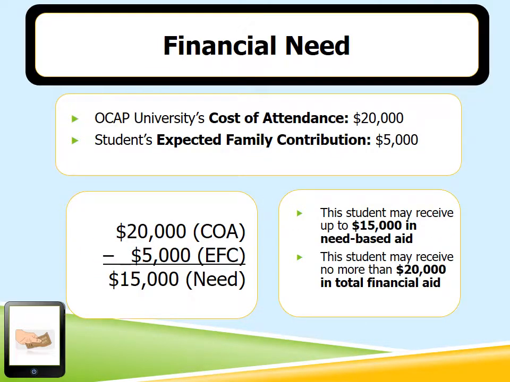In this example, the student may receive up to $15,000 in need-based aid and no more than $20,000 in non-need-based aid. Need-based aid includes grants, work-study, and subsidized student loans. Unsubsidized student loans are non-need-based aid.